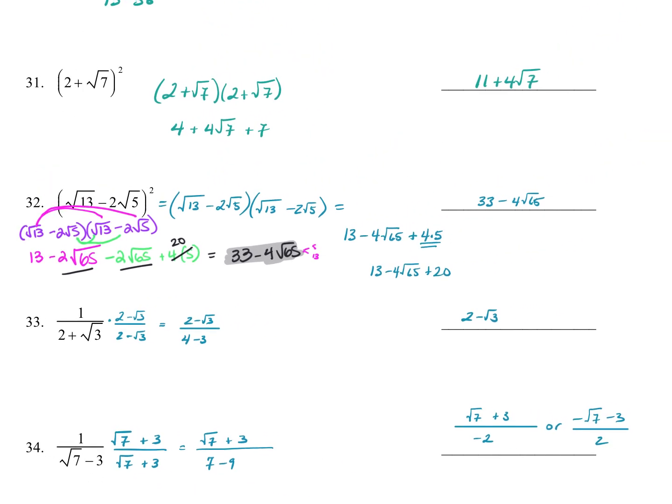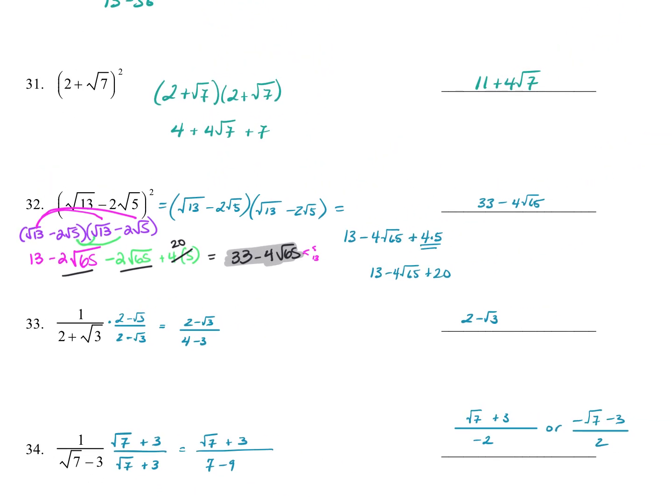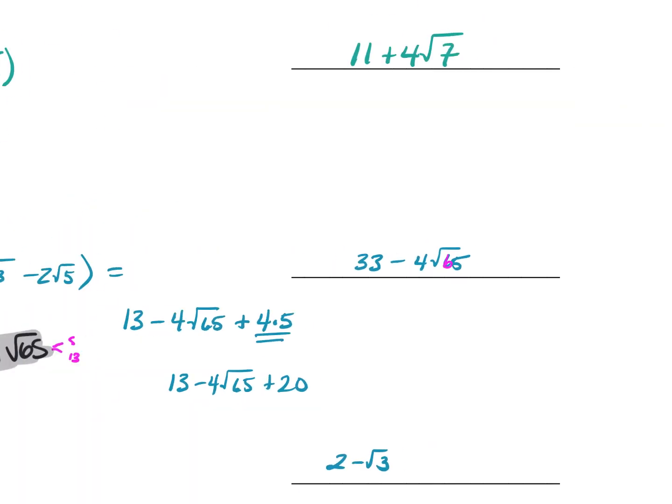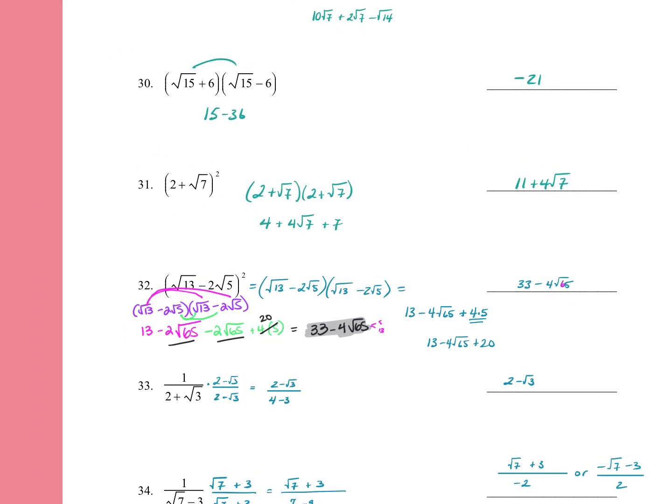30. Wait, hang on. Oh, it looks like a 15, but it's 65. Okay, I was like, her answer looks different, but that's a 6. Sorry, which one? 30? Yeah.